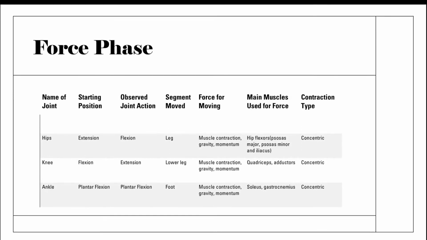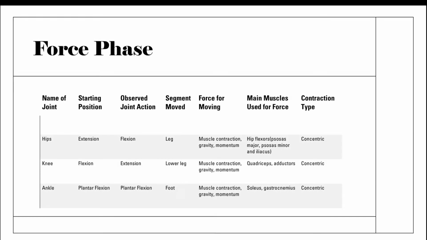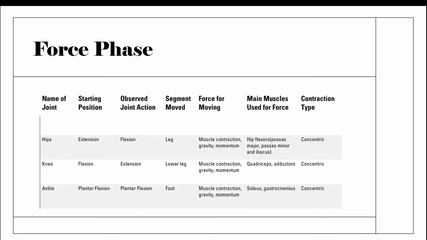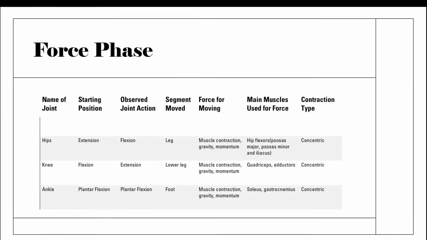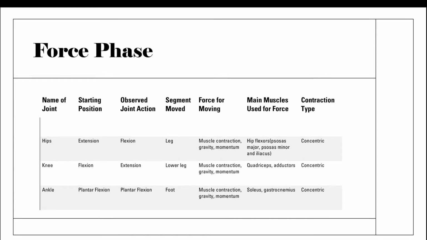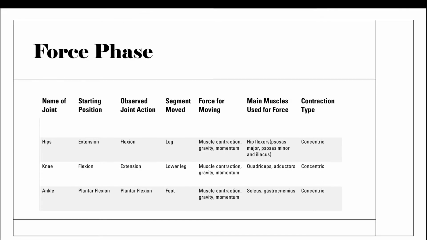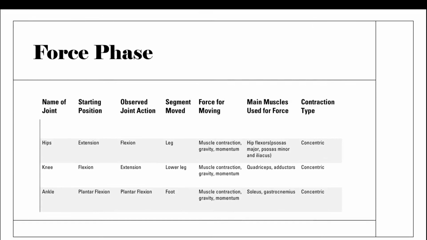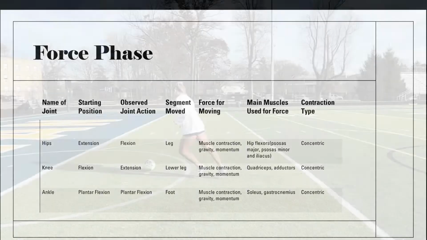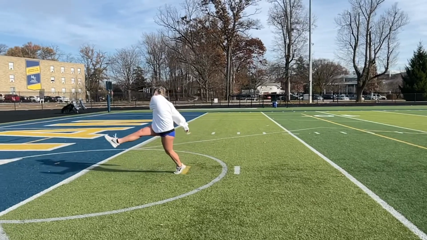The knee starts in flexion and moves to extension while moving the lower leg. The force is also gravity, momentum, and muscle contraction of the quadriceps and adductors. This is also a concentric contraction. The ankle starts in plantar flexion and stays in plantar flexion throughout contact with the ball during this phase. The segment that is moved is the foot, and the force for moving is gravity, momentum, and muscle contraction of the gastrocnemius and soleus. This is also a concentric contraction.